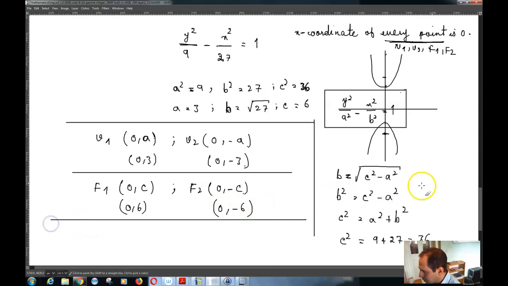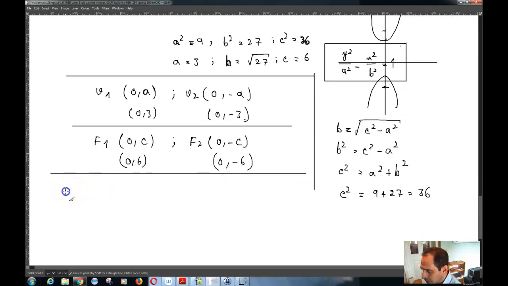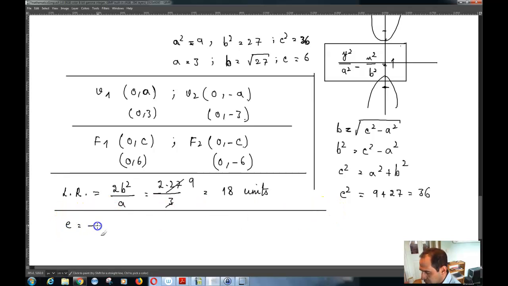And then the length of the latus rectum is equal to 2 times B squared divided by A, which is equal to 2 times 27 divided by 3. This is equal to 9 times 2, which is 18 units. And then you have eccentricity. Eccentricity is equal to C divided by A, which is equal to 6 divided by 3, which is equal to 2. And that's all the information that we need here.